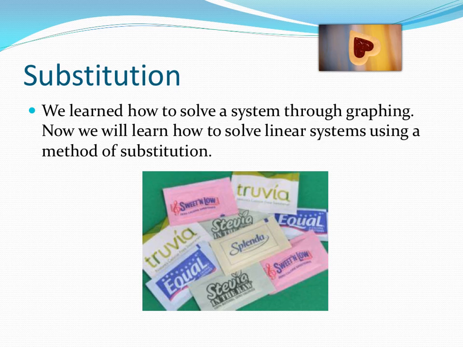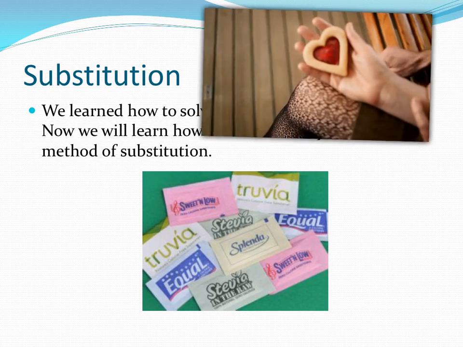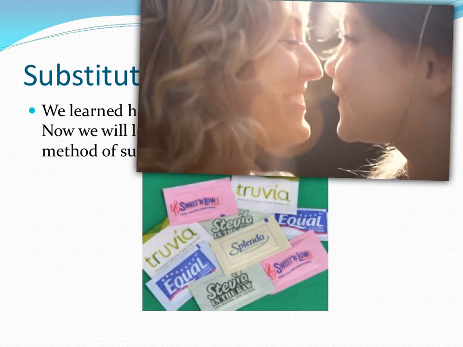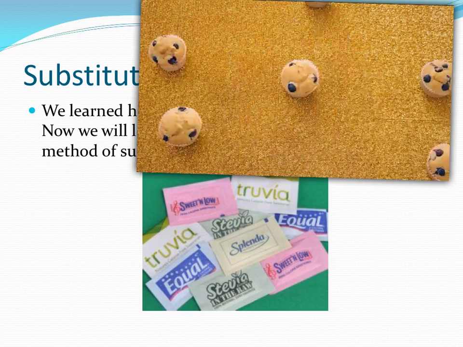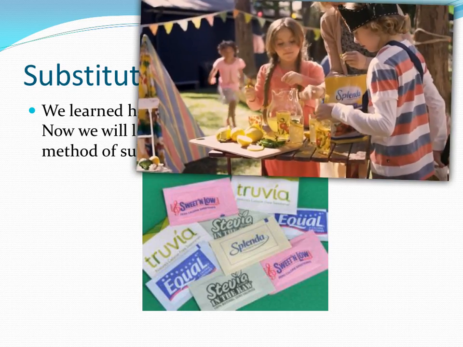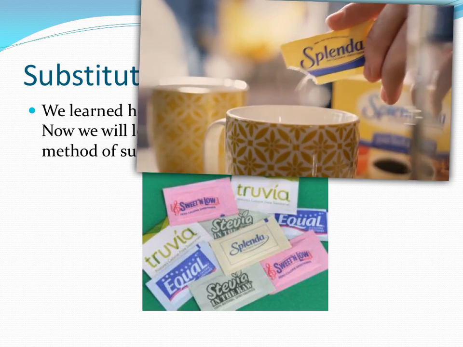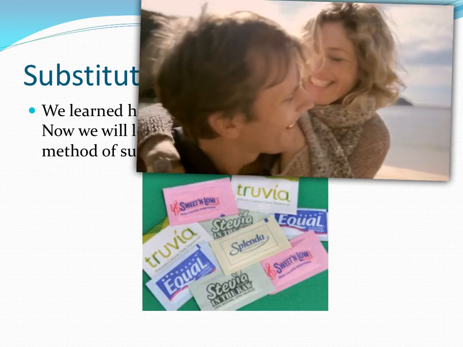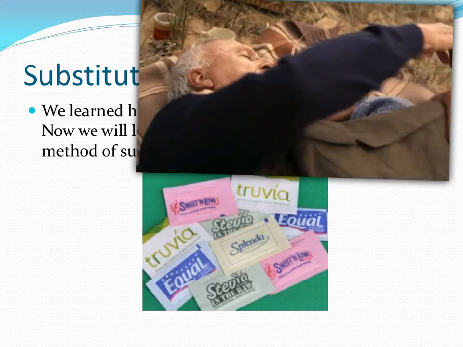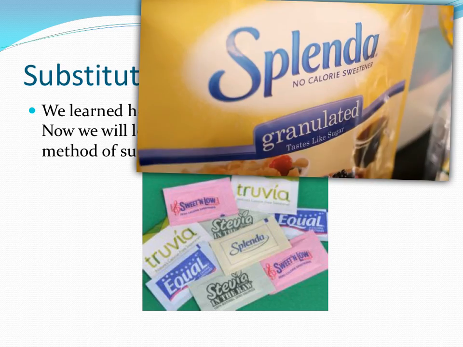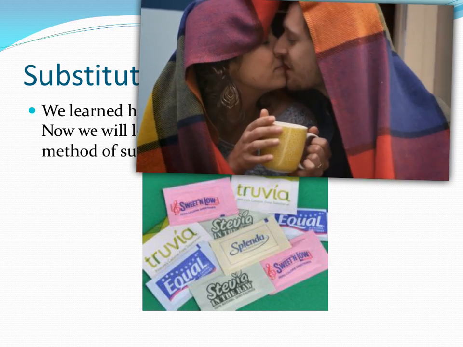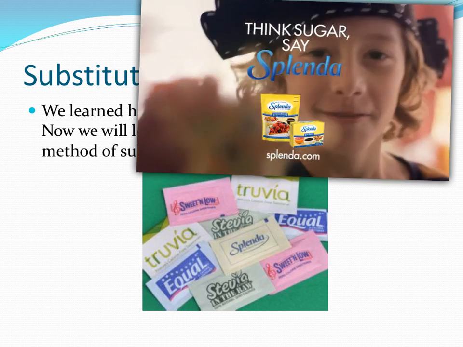Okay, so here's what I want you to think about. Roses are red, violets are blue. Splenda is sweet, and so are you. Just about anywhere you use sugar, you can use Splenda no-calorie sweetener. Splenda lets you experience the joy of sugar without all the calories. It's a very good reason to enjoy something sweet with the ones you love. Think sugar, say Splenda.